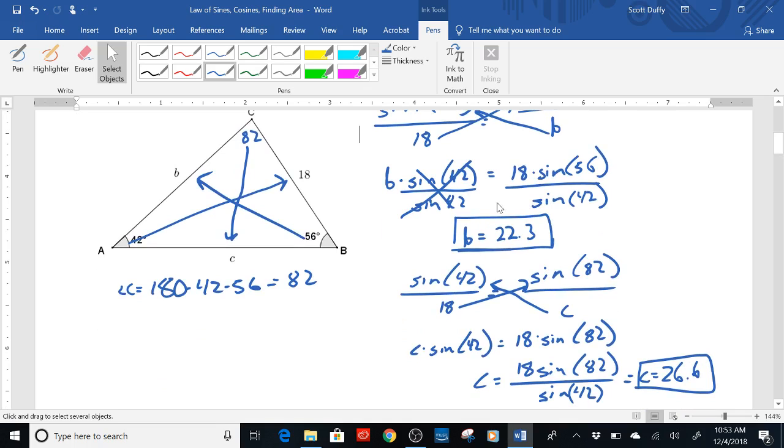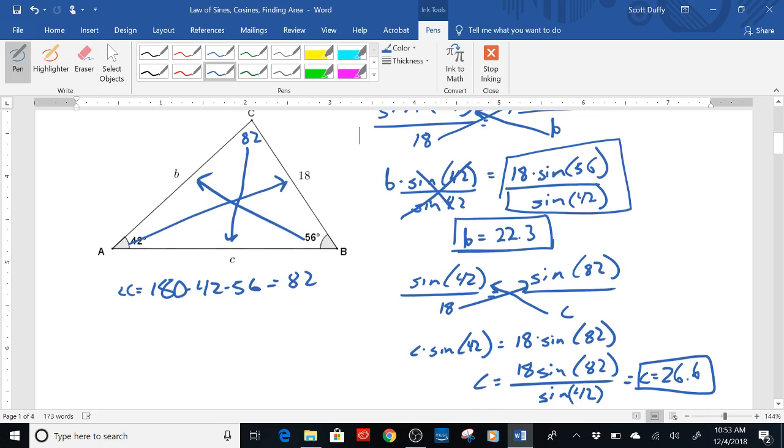And then I calculated this. If you have a simple calculator, what you will do is hit 18 times 56, hit sine, then hit equals, then divide by 42, hit sine, then hit equals. You should get 22.8.